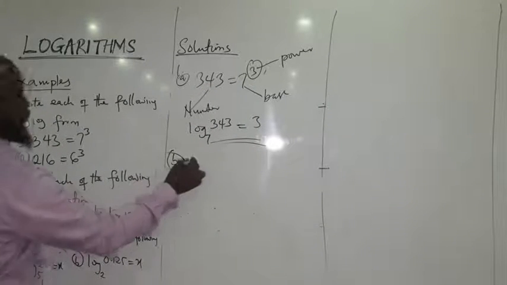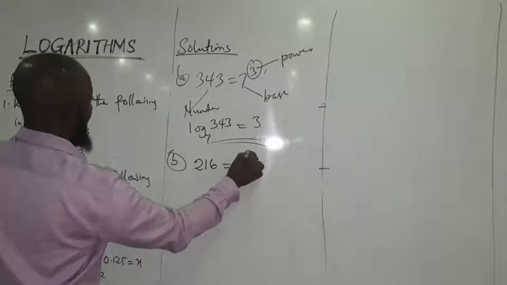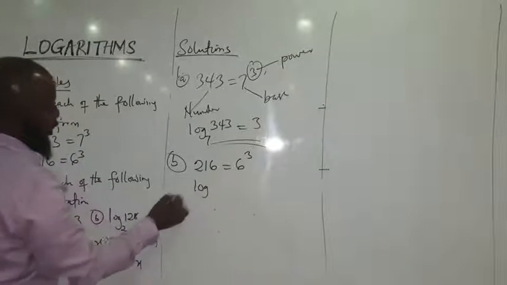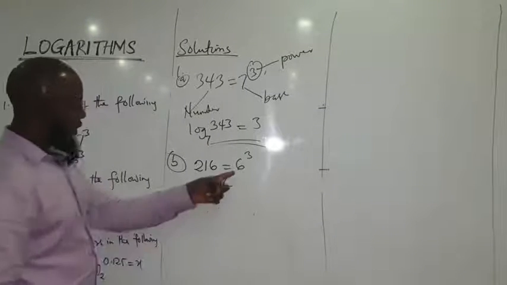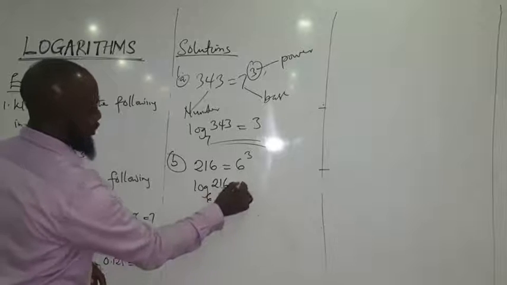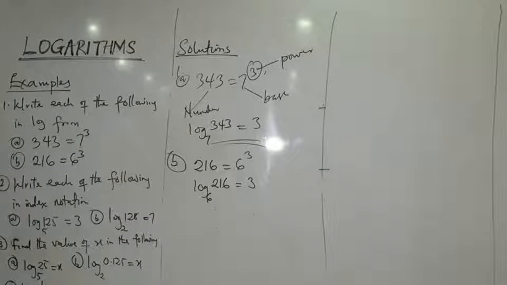So B part should be easier now. We have 216 equals to 6 raised to power 3. So that will then be log of the number, which is 216, to which base? Base 6, equals to the power, which is 3. I hope this is very clear. Good.